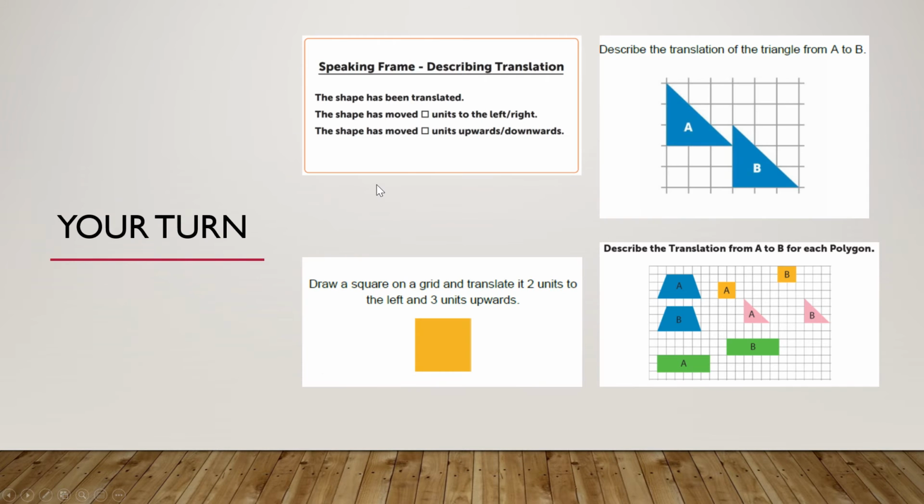I'd like you to use these skills for your turn, and use the speaking frame to help you. Think about how many units it's moved left or right first, remember the x-axis, and then how many units it's moved up and down the y-axis. When I was in school, my teacher always used to say along the corridor and up the stairs as a way to remember. I'd like you to try it for these 3 questions. Pause the video, give those a go, and there'll be some more after this.